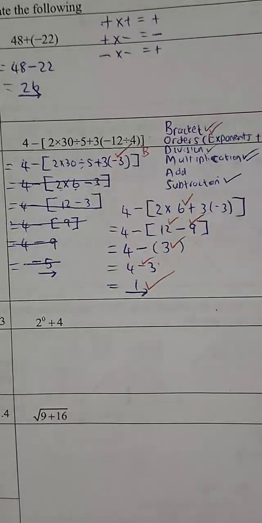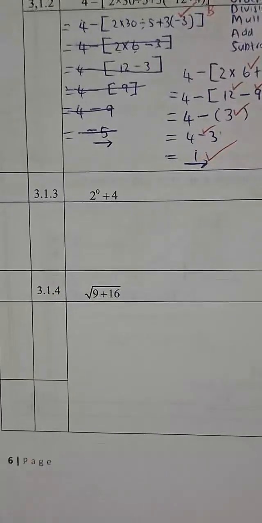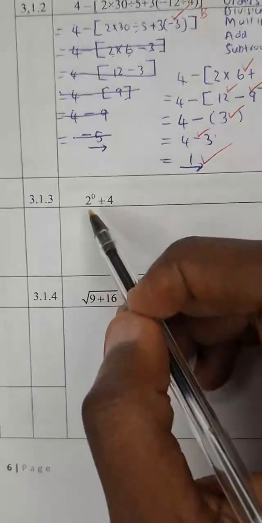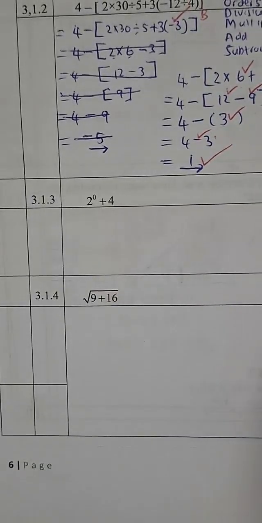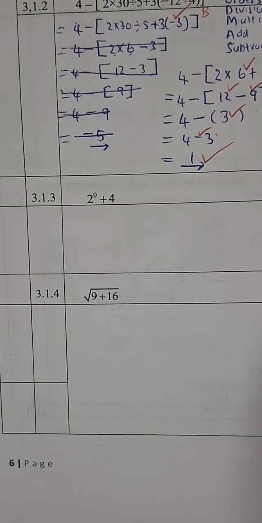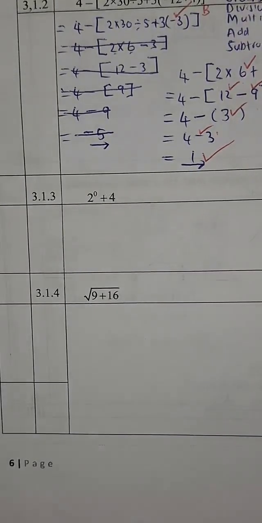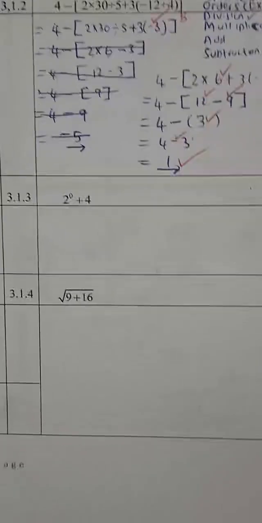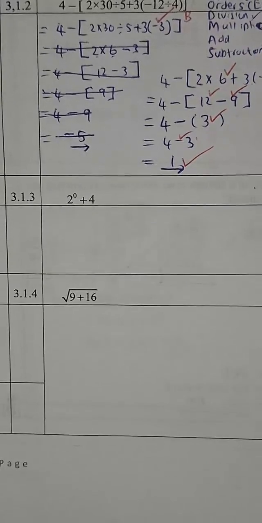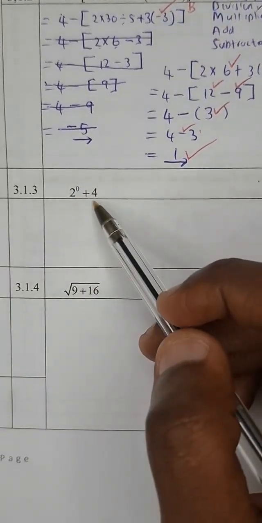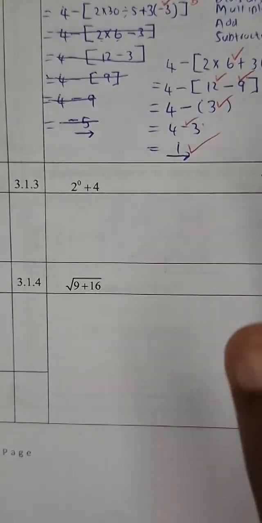Okay, let's move on to 3.1.3. We don't have too much time left in this live, my beautiful grade 8s. 2 to the power 0 plus 4. Mickey, we are going to do term 2 work tomorrow, because this one is focusing on term 1 work, because I'm trying to revise and get our term 1 work back. Okay, 2 to the power 0 plus 4, remember, you must show the steps here.